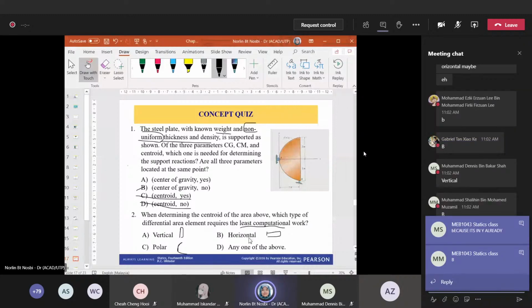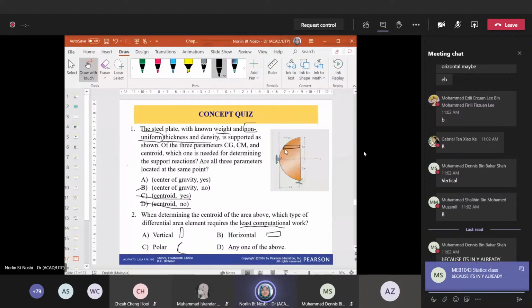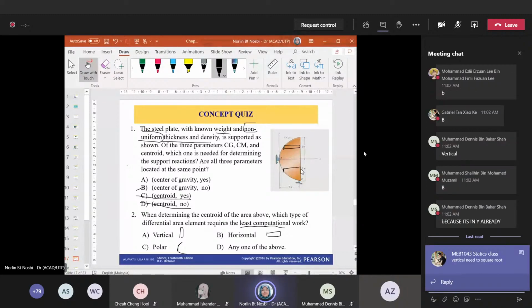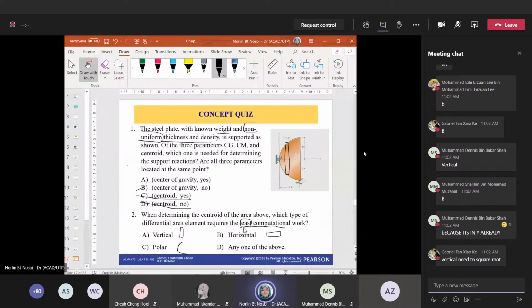Okay, yes, it is in Y already, because if you can see here, if you use vertical, you have to do it twice. It is complicated. So then you need to use vertical. So it is a combination of two throws, okay, directly. Because you want to find the least computational work. So the answer is vertical.